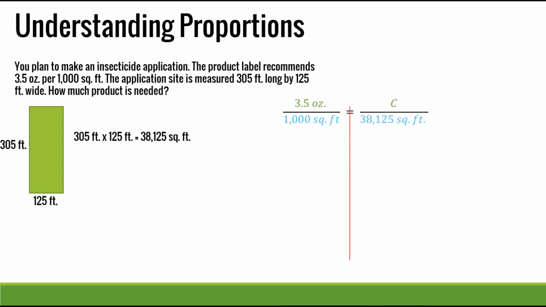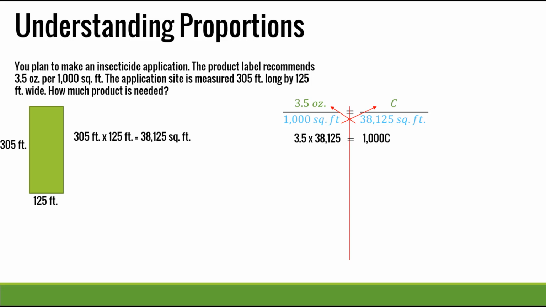Next, we can set up our proportions. In the problem, it said 3.5 ounces is needed per 1,000 square feet. We have the treatment area size being 38,125 feet, but we need to calculate how much product is needed, which is C, the unknown variable. So again, setting up our proportions and drawing a line down the middle, we can solve this problem. Cross multiply, so 38,125 multiplied by 3.5, and 1,000 multiplied by C equals 1,000 C.